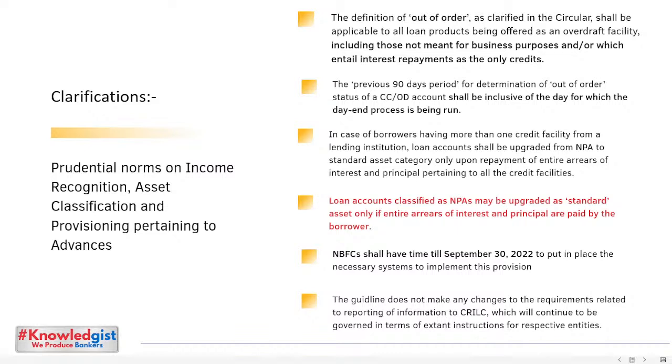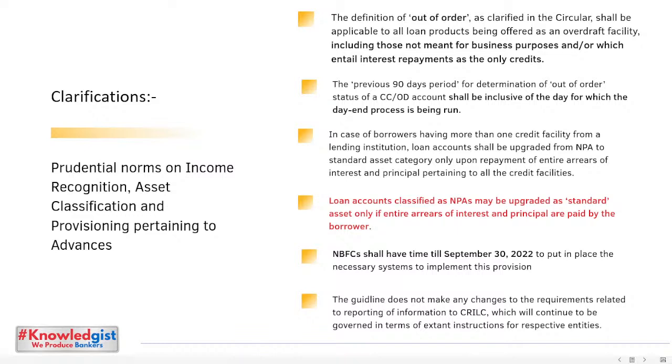In case of borrowers having more than one credit facility from one lending institution, loan accounts shall be upgraded from NPA to standard asset category only upon repayment of the entire arrears of interest and principal pertaining to all the credit facilities. If someone has more than one loan or advance from one bank, then as long as all the dues are not recovered, it will stay under substandard asset. It will not be treated as standard asset in case any of the loan dues is still not recovered. Loan accounts classified as NPA may be upgraded as standard asset only if the entire arrear of interest and principal are paid by the borrower.